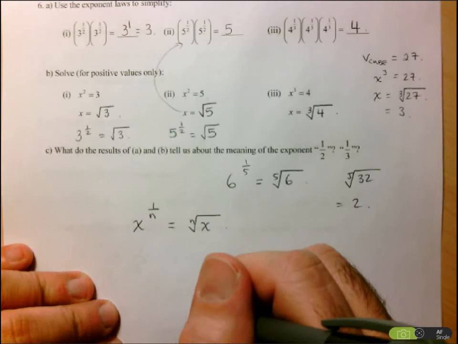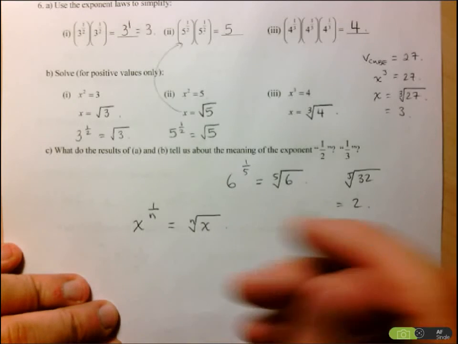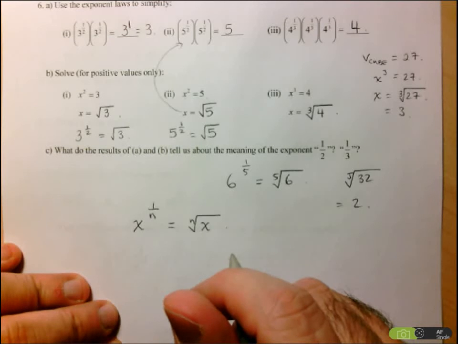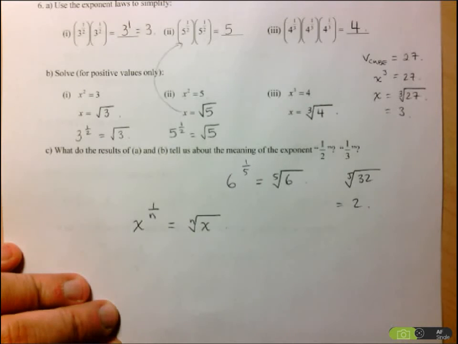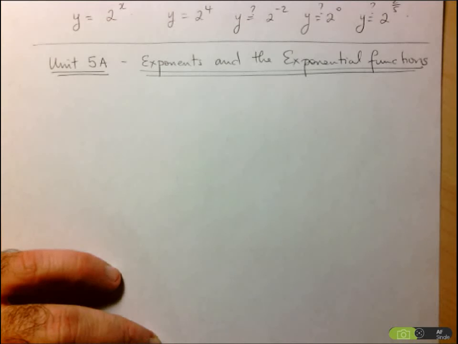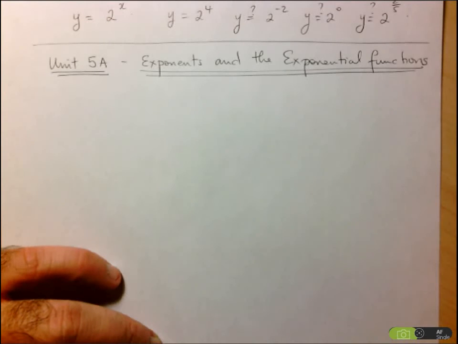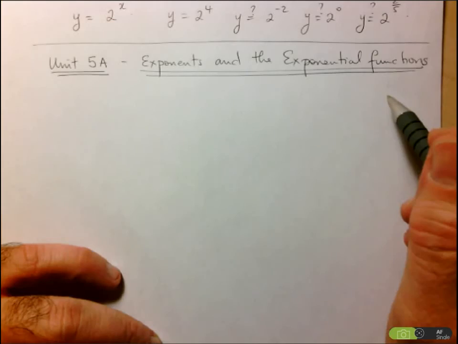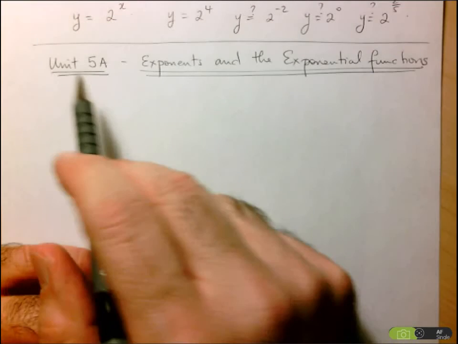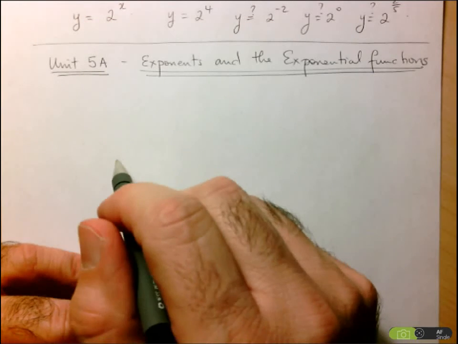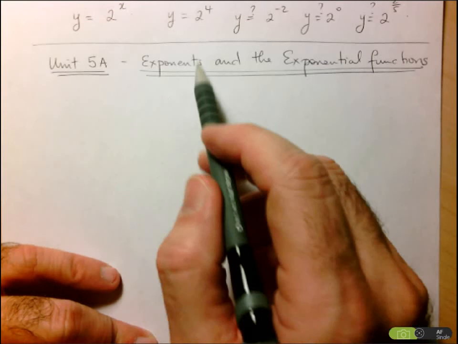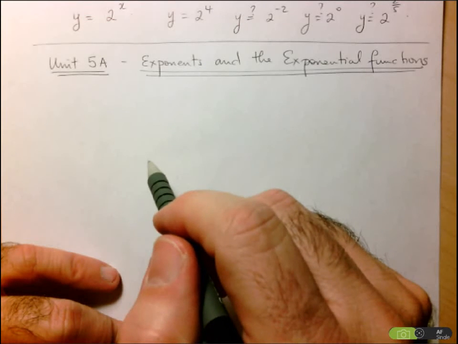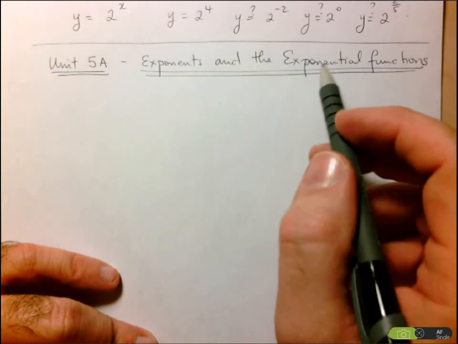Now what we're going to do is put everything together in a note so that we've got something to refer to. We're not going to make this into a whole new unit because the goal is to get to this last type of function. So I'll call this unit 5a. First we'll do some work on figuring out what all these exponents mean, and then we're going to be looking at the exponential functions.